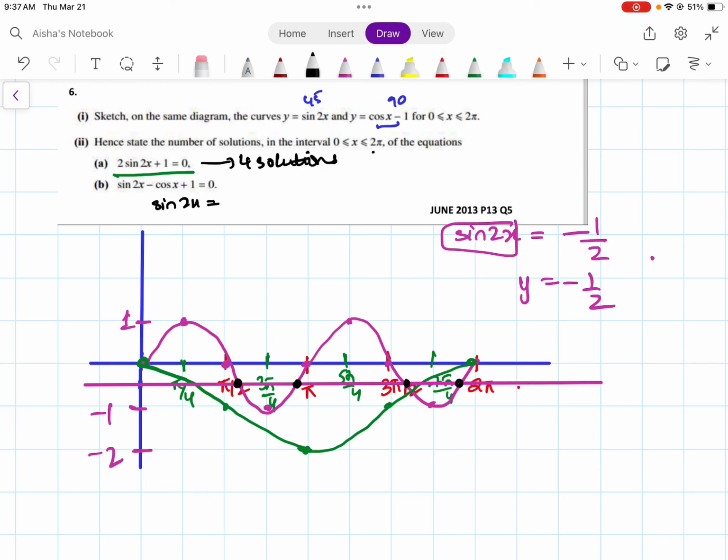Now sine 2x equals cos x minus 1 if I move these two to the other side. So these are two graphs that you've already drawn. Let's look at the solutions of these two graphs: 1, 2, and 3.